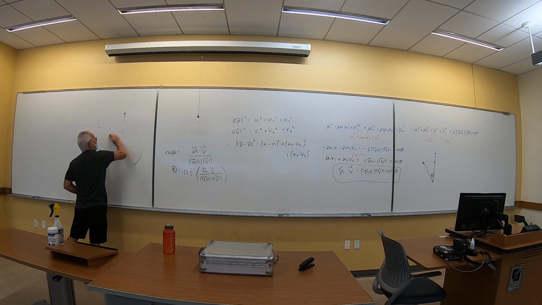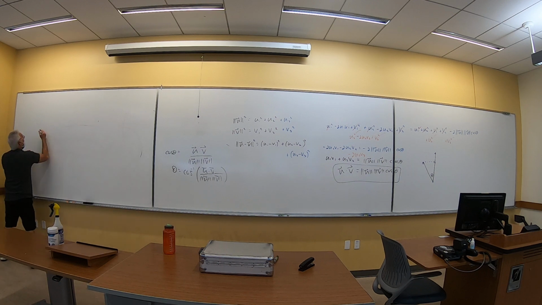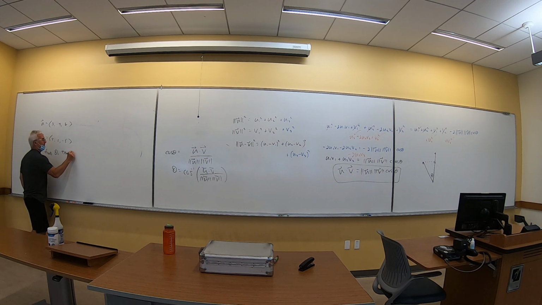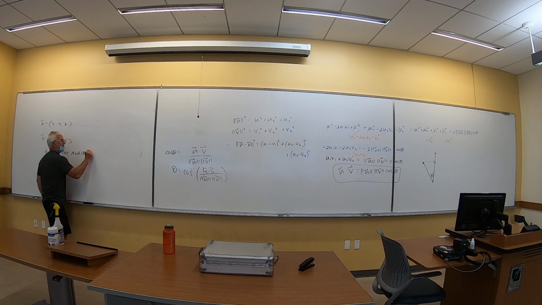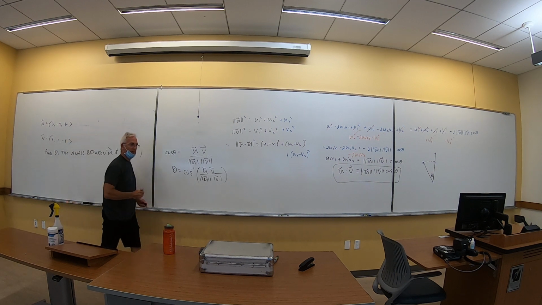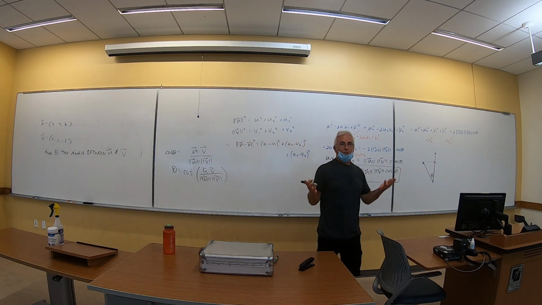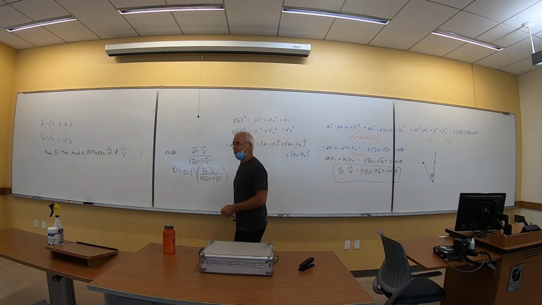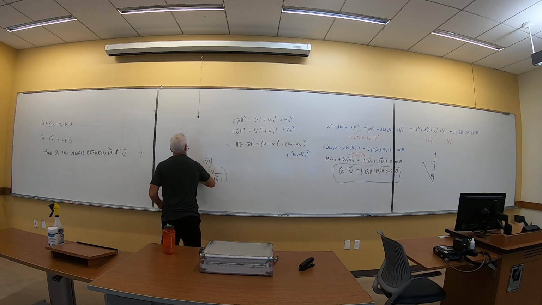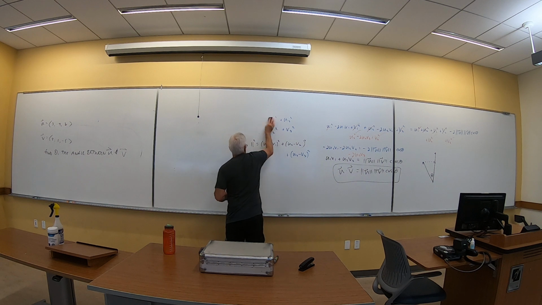So let's do a really simple example, all right? I've got vector u, let's say, is 3, -4, 8. Vector v is 2, 1, -5. I want you to find theta, the angle between u and v. Okay? So I'm giving you two vectors in 3D. You don't have to draw them. In fact, I don't know how you would draw them.